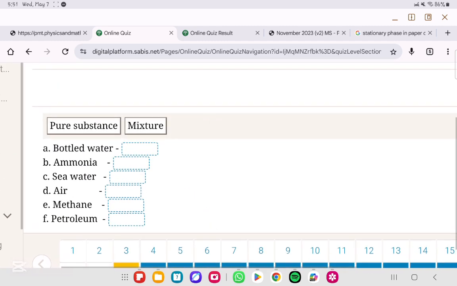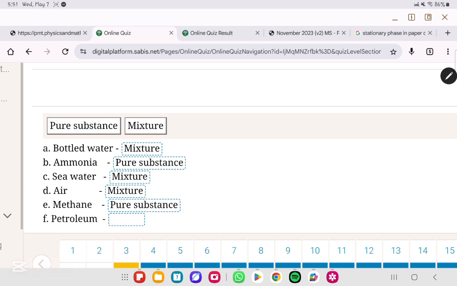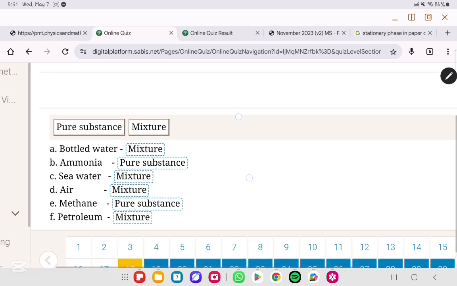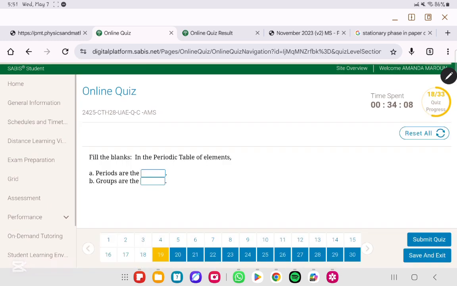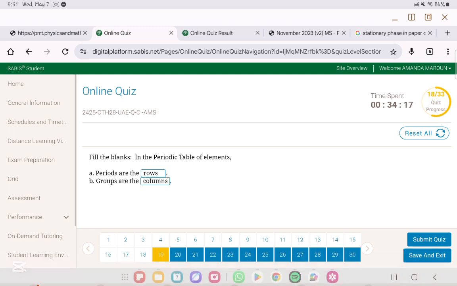We have bottled water is a mixture, ammonia is a pure substance, seawater is a mixture, air is a mixture, okay? Methane is a pure substance, okay? And what? Petroleum is a mixture. These you are all supposed to know them. You should classify what's a mixture, what is a pure substance. So, periods in the periodic table, they are the rows, and the groups are the columns.